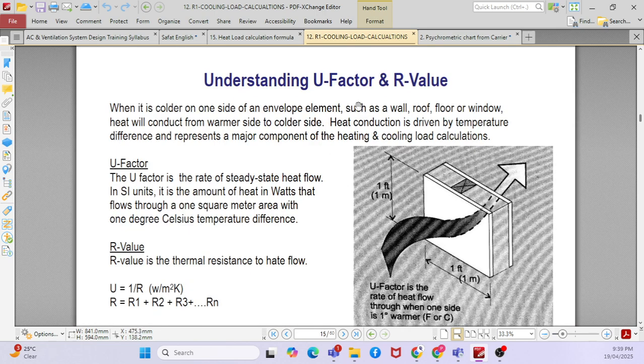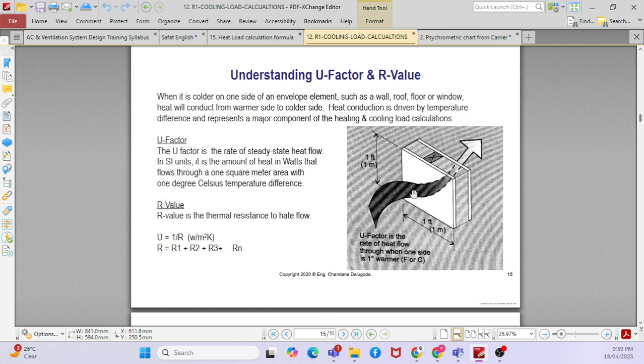Understanding U factor. What is the U factor? Whenever there is a wall, the heat will be transferred through the wall. If the material is very good, then you have a low U value. If the material is poor, you have a high U value, right?